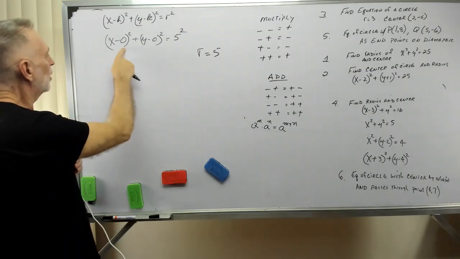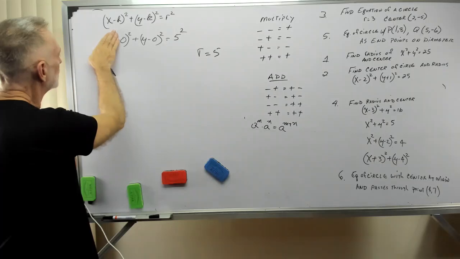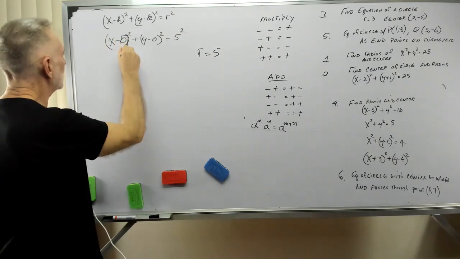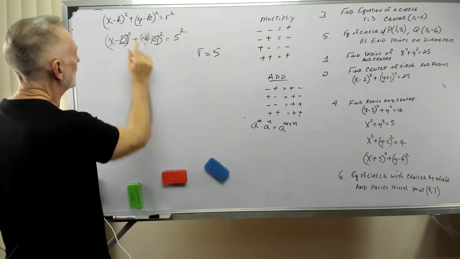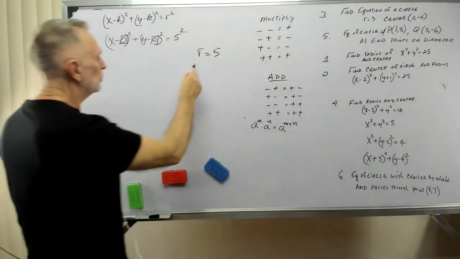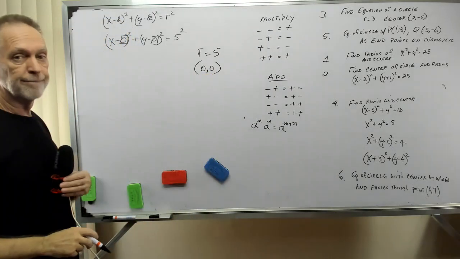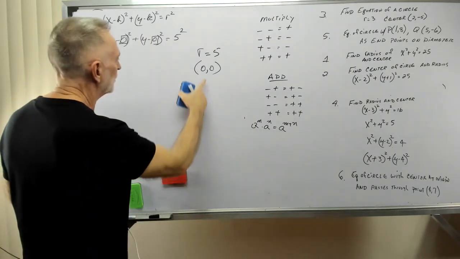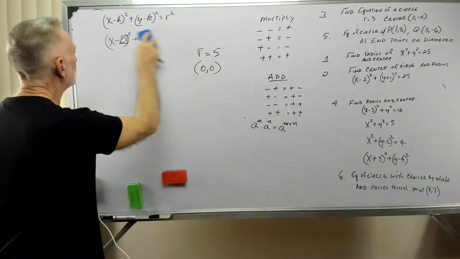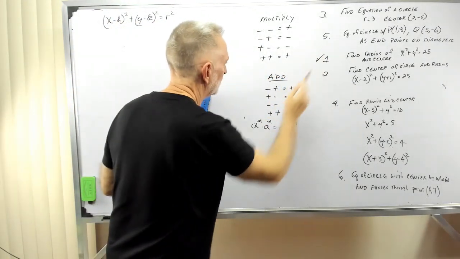What else do I know? My center: put your hand over x minus and just read what that term is. Put your hand over y minus, what is that term? So the center of this circle is 0, 0. Nothing to that one. Radius is 5. Center is 0, 0. All right. I'll check them off as we go.